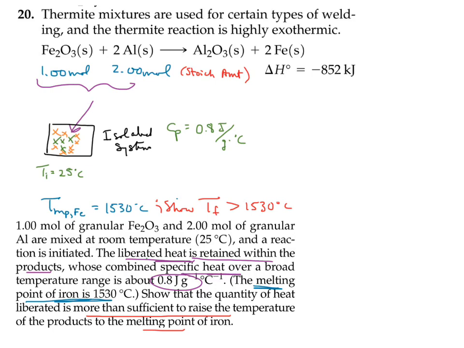Also in the problem statement, it says that iron melts at a whopping 1,530 degrees Celsius. You're like, what does that have to do with anything? Well, iron is the product, one of the two products. And it basically asks, is this thing going to get hot enough to melt iron?